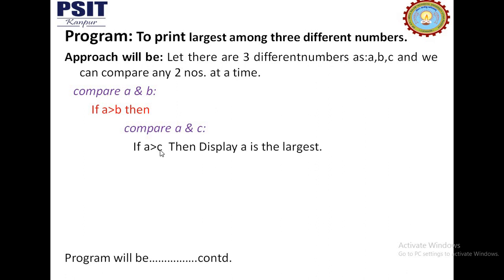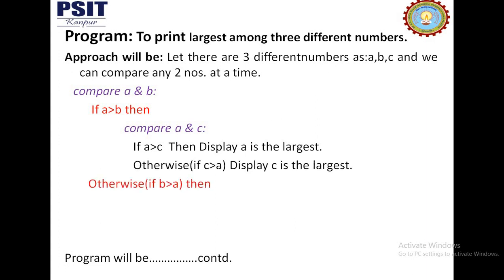Then again I will say if A is greater than C. So A was greater than B, then I am inside this condition to test if A is greater than C. So if both the conditions are true, that means A is the largest. And suppose my outer condition is true but my inner condition is false, that is A is not greater than C, or C is greater than A, that means C is the largest.